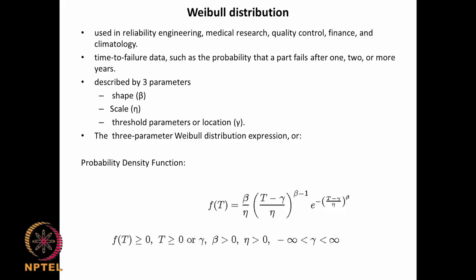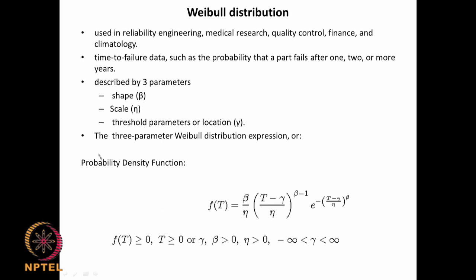Okay, welcome to the course on biostatistics and design of experiments. We introduced a new distribution in the previous lecture. It is called the Weibull distribution. We will continue on that. Weibull is a very useful distribution. It gives you the reliability of a part, a biomaterial for example.